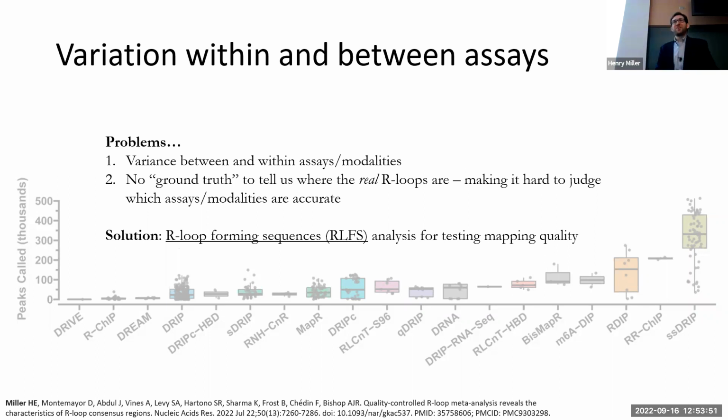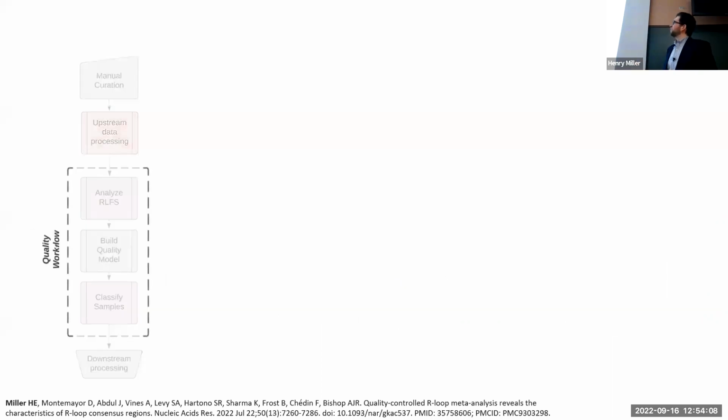And while I don't have time to tell you exactly how I did that and how I was able to show that it was both internally and externally valid, that is described in our NAR paper. And I'm instead just going to jump right into the process that I used. Okay. So first step was to analyze R loop forming sequences, following that up by building a machine learning based model. So that would allow us to classify our samples as either mapping or not mapping R loops. Then we took the high quality samples that passed through our model successfully, and we used them for our downstream analysis.